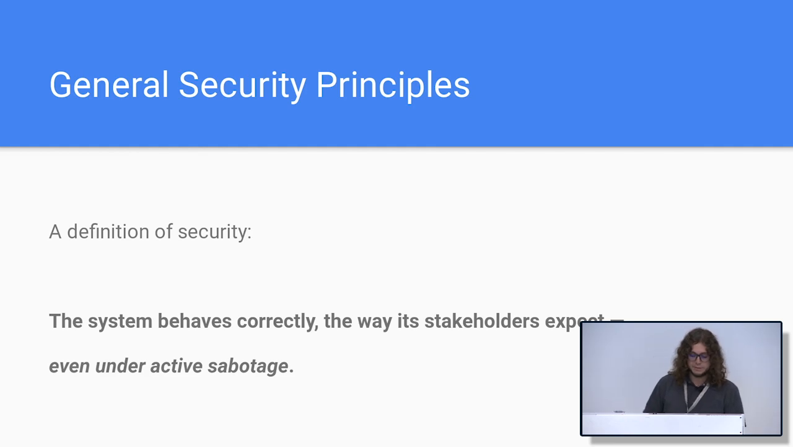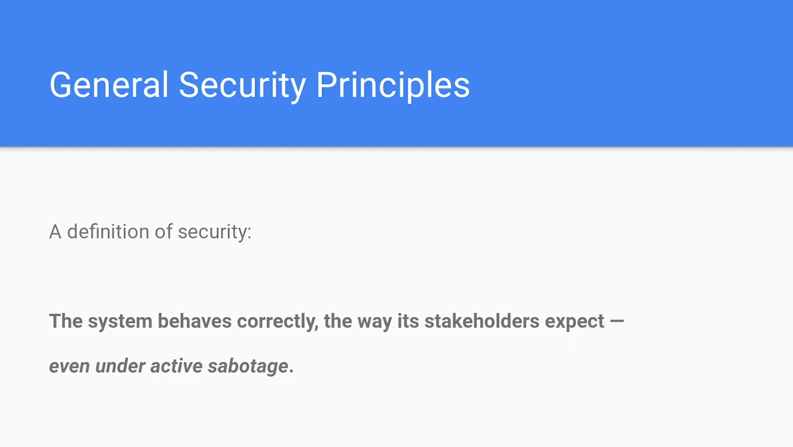So let's start with a definition of security. It's the system behaves correctly the way that stakeholders expect, even when it's being sabotaged. That is, even when someone's trying to make it not behave correctly. This is hard because correctness to begin with is hard, and security is just another layer of more hardness on top. So the work that we do is a bit fun.